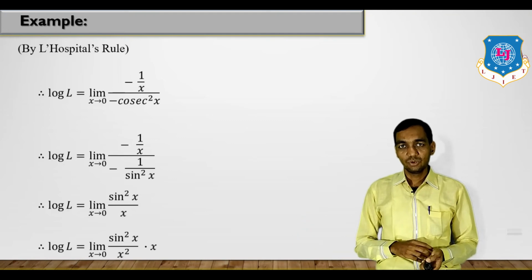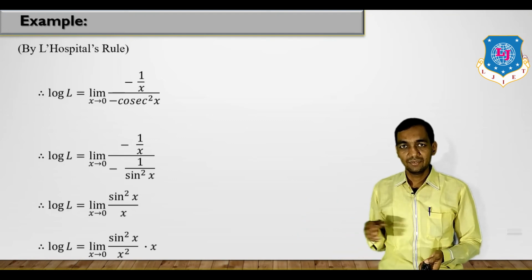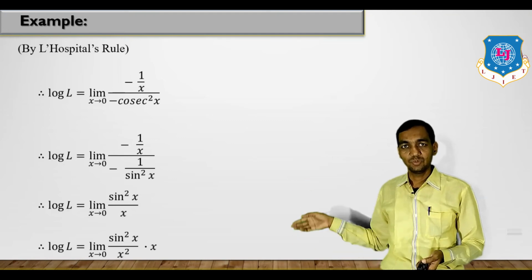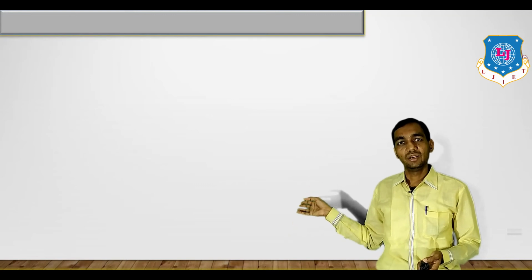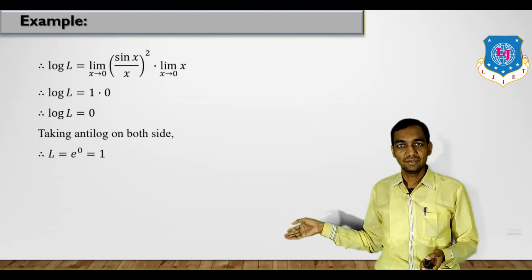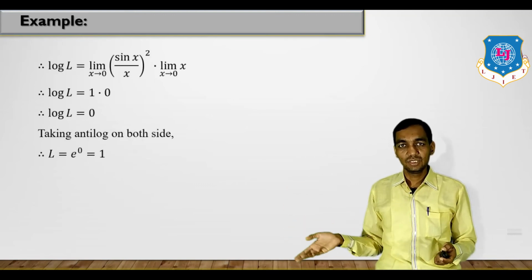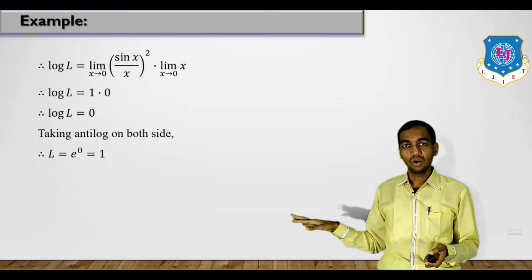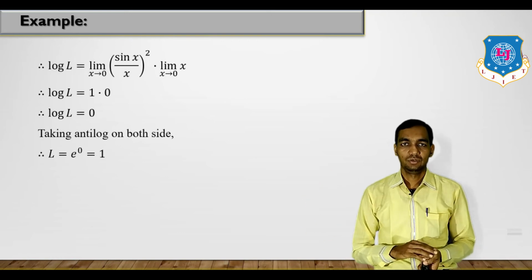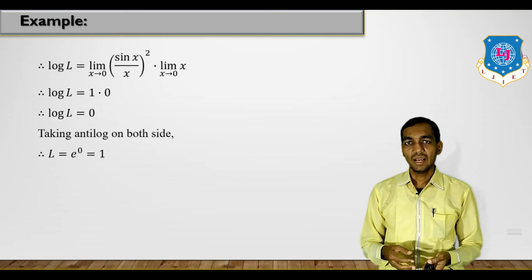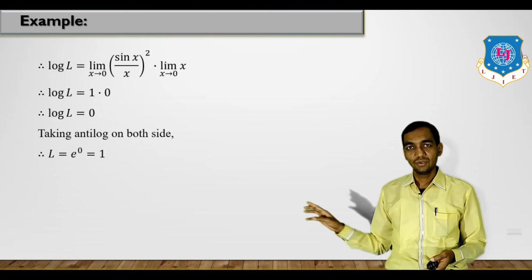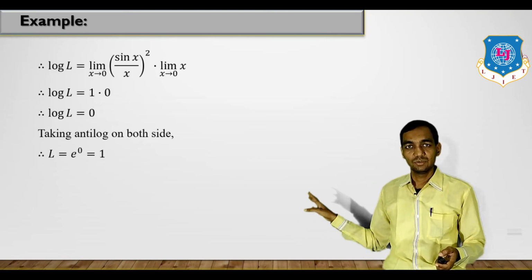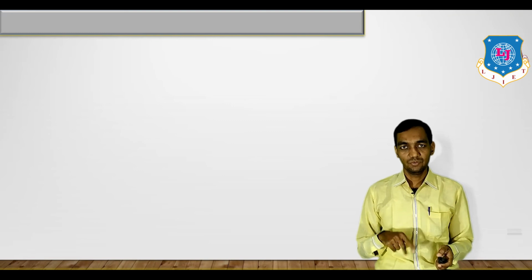and simplifying it, that will give you limit x tends to 0 of sin square x upon x. So that is nothing but multiply and divide with x, that will give you sin square x upon x square into x. So sin x by x has a value 1. So 1 into 0, that will be 0. So log of L has a value 0, and by taking anti-log both sides, that will give you capital L is equal to e raised to 0. That means it has a value 1.